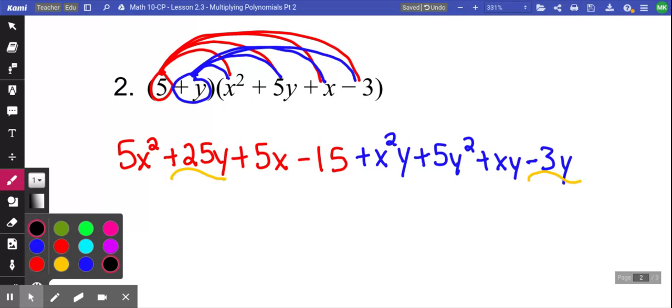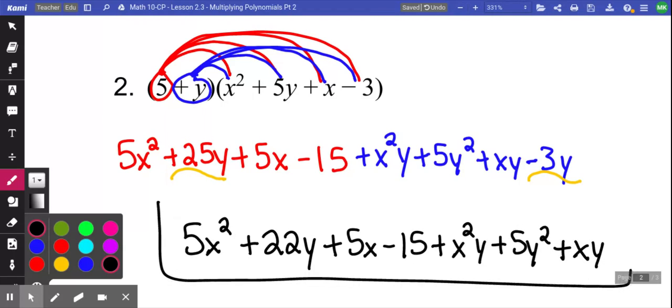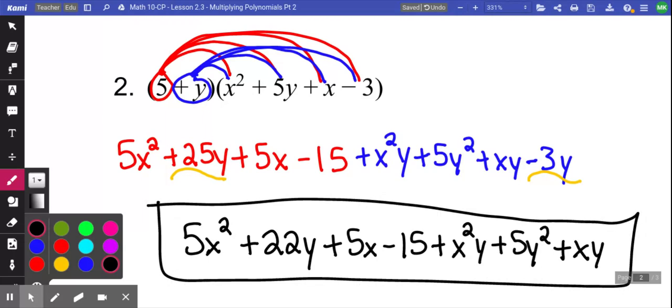So your final answer should have been 5x squared. Then we're going to say plus 22y. That's the yellow terms I just underlined. 25 minus 3 is 22. And then everything else, plus 5x minus 15 plus x squared y plus 5y squared plus xy. And those things all have either different exponents or a different combination of letters, so they cannot be combined. Awesome. Hopefully you paused it and got those all right. If you did that, then you're multiplying pro.